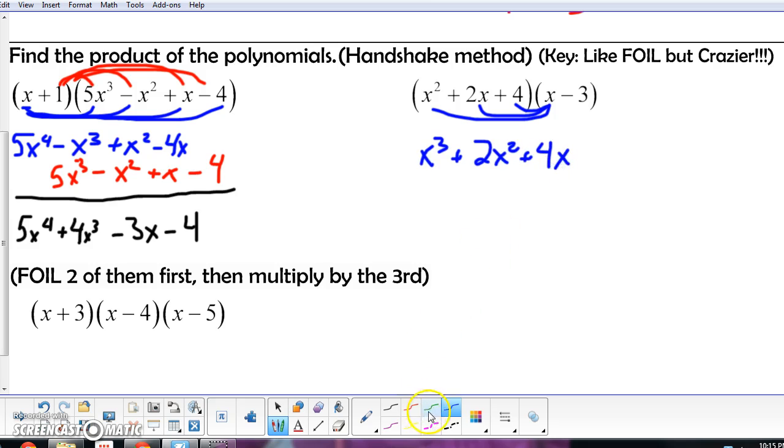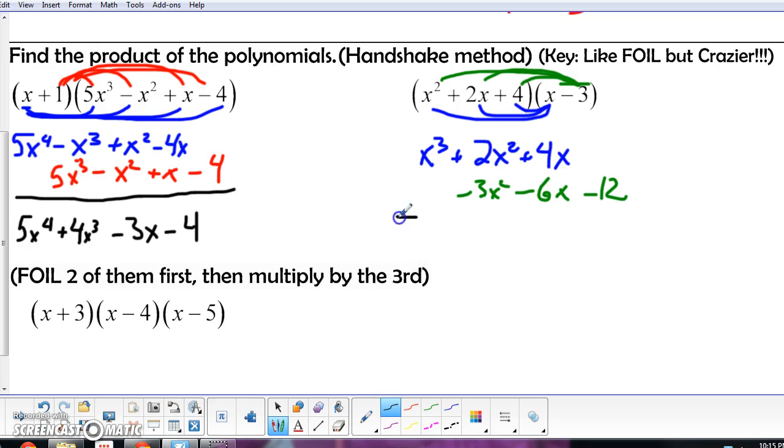And then we'll go ahead and distribute the negative 3. And always take the negative sign with you. Don't forget about that. It gives negative 3x squared and negative 6x. And finally, negative 3 times 4 is going to be negative 12.